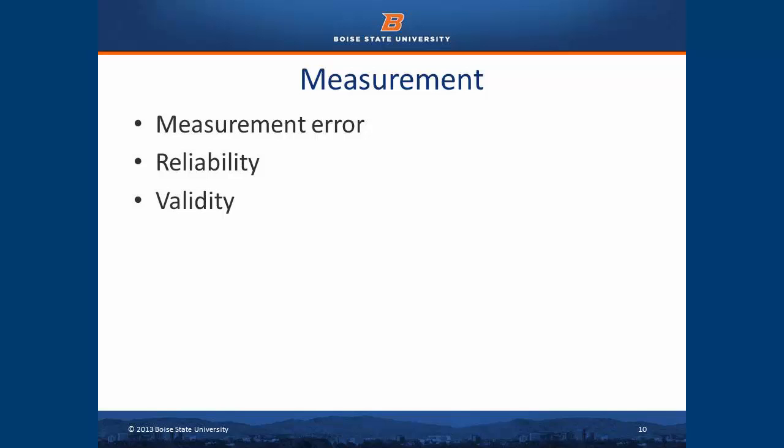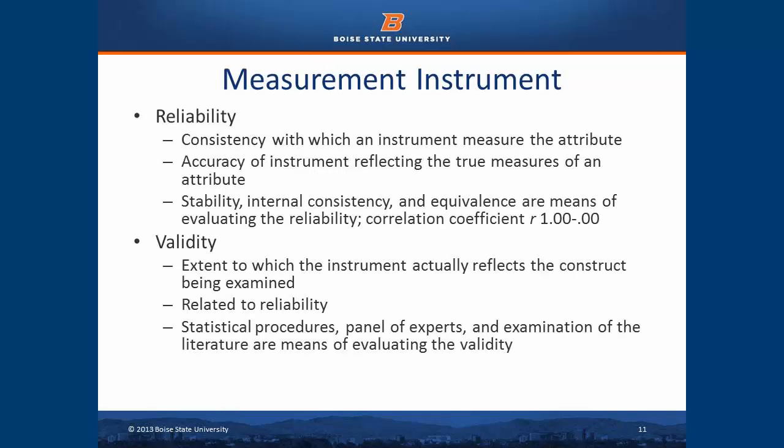In order to minimize measurement error, you want to use an instrument that is reliable and valid. Reliability refers to the consistency of a measurement instrument. We've heard that consistency word a lot in this lecture, haven't we? If the same measurement scale is administered to the same person at 2 different times, the measurement is reliable if the answers remain the same.